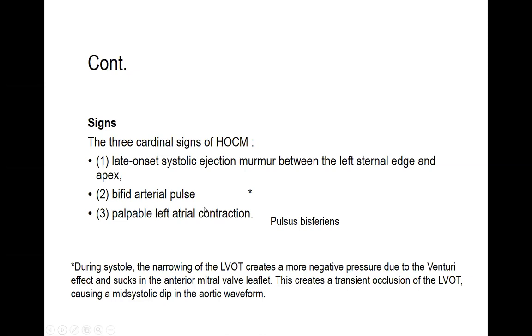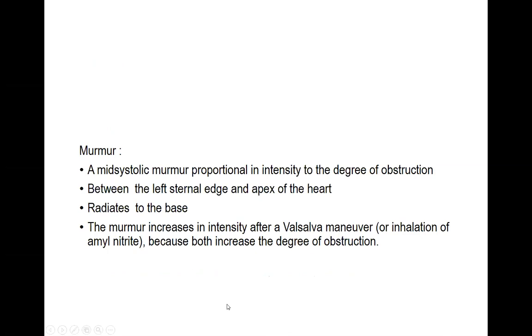Why will the patient have a bifid arterial pulse? There will be narrowing of the LVOT, which creates more negative pressure due to the Venturi effect, which sucks the anterior mitral leaflet. This creates transient occlusion of the LVOT, and this causes a mid-systolic dip in the aortic waveform. The murmur is a mid-systolic murmur, proportional in intensity to the degree of the obstruction, between the left sternal edge and the apex of the heart. It radiates to the base. The murmur increases in intensity when the patient does a Valsalva, because this will increase the degree of the obstruction.